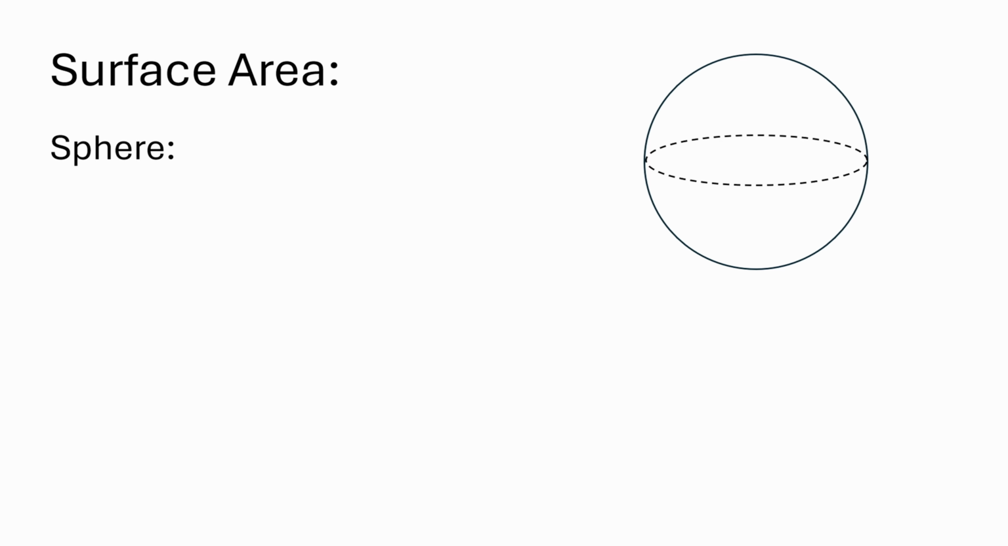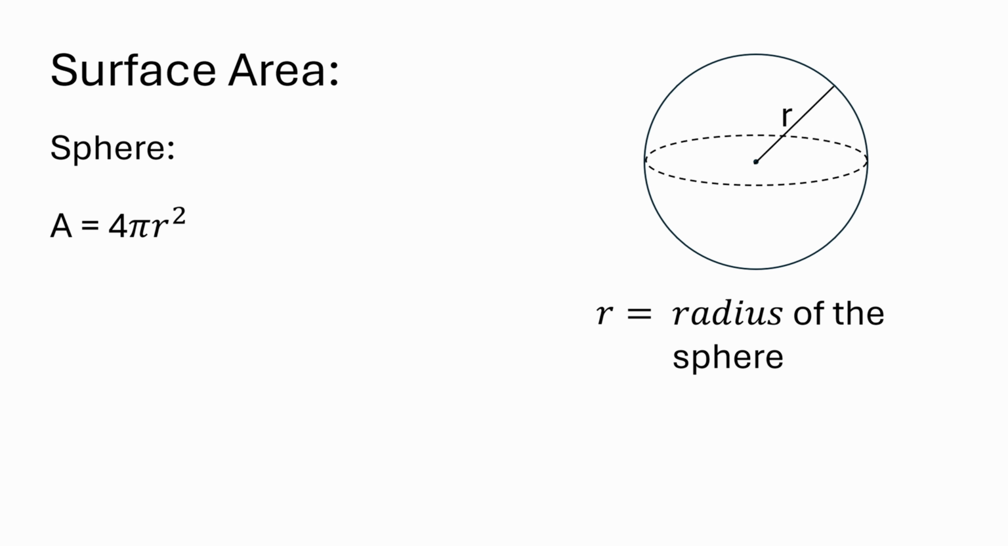Surface area of sphere. This is a sphere. Let r be the radius of the sphere. The surface area of a sphere is equal to 4 pi r squared.